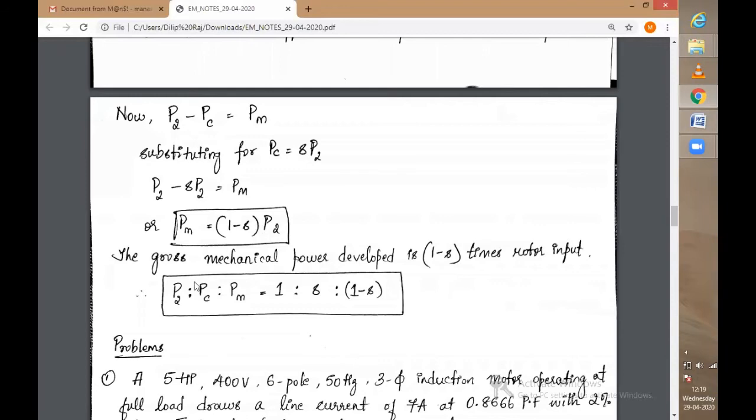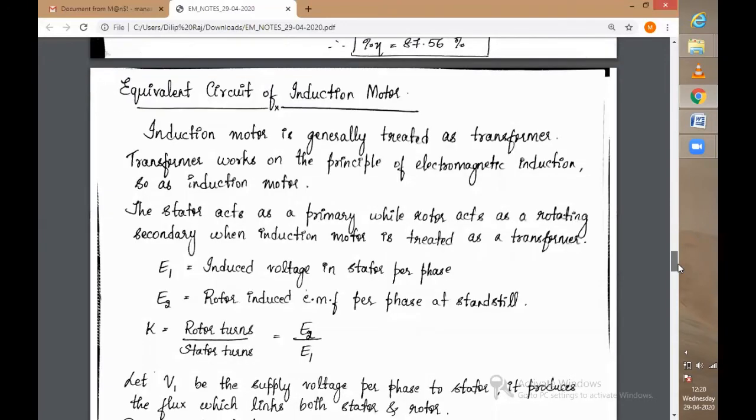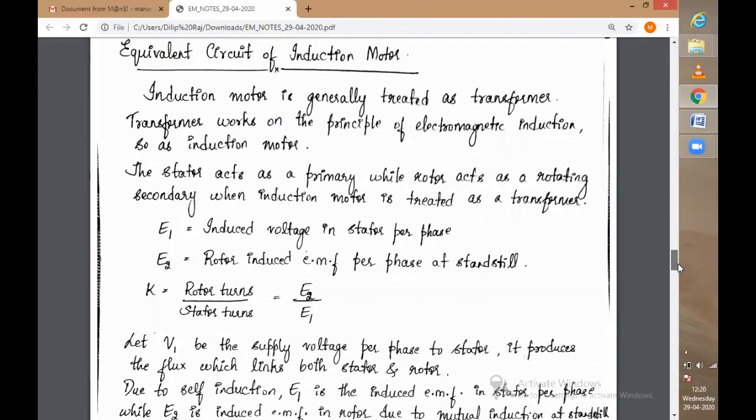So let us say this P2 is 1. If P2 is 1, then PC is S times P2, so it is S times 1, that is S. PM is 1 minus S times P2, and P2 being 1, it will be 1 minus S. So this is the relation between the rotor input, rotor copper loss, and the rotor output, that is, the mechanical power developed.